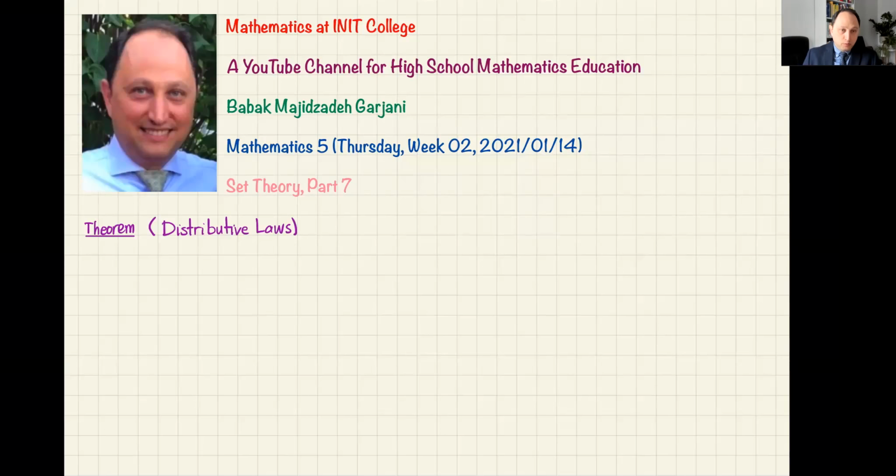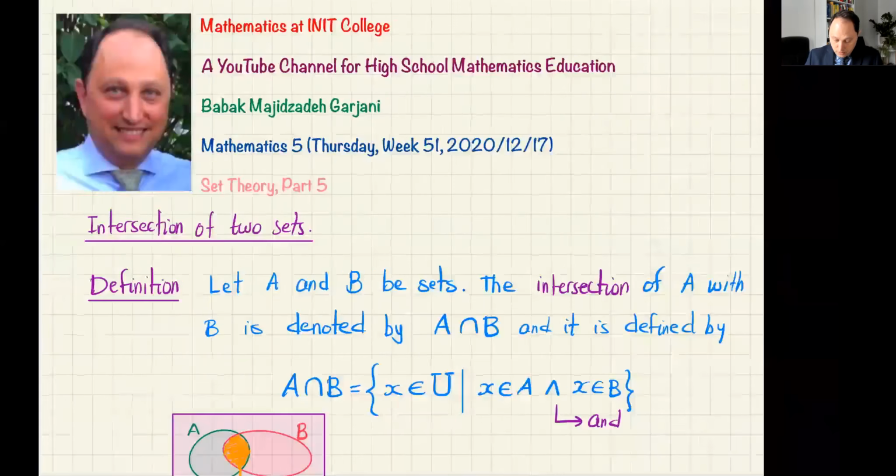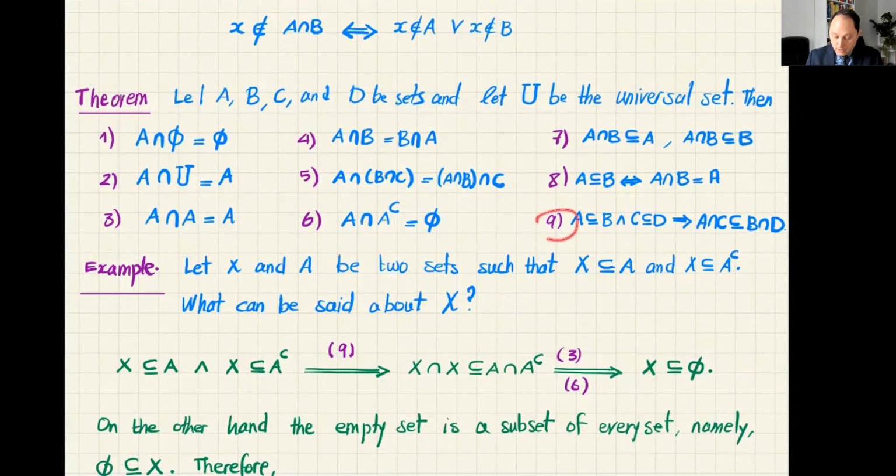Okay, so we learned about the union of two sets. We also learned about the intersection, and we showed some properties of the intersection and the union of two sets. But for example, if I go to the previous theorem that we had, if you remember, we had a theorem like this with 9 items.